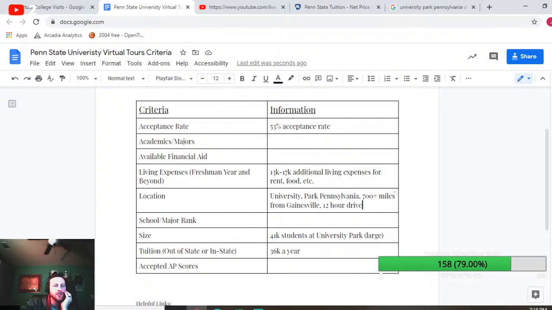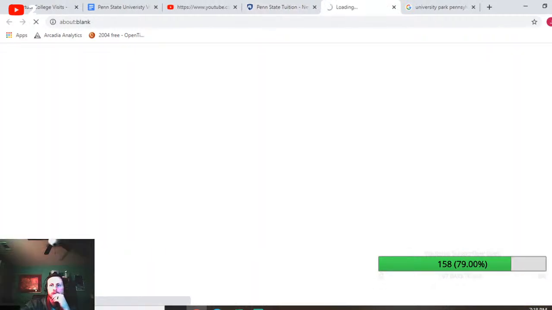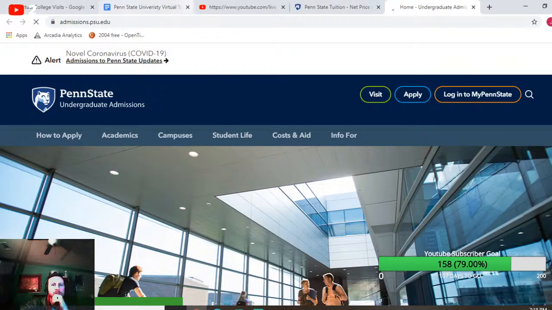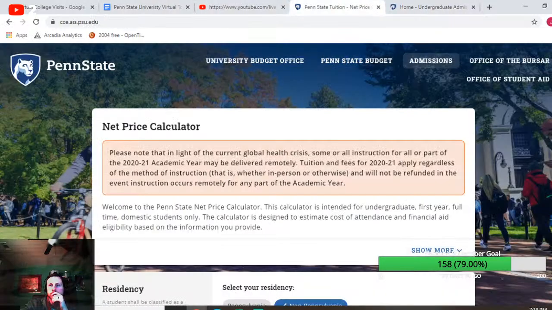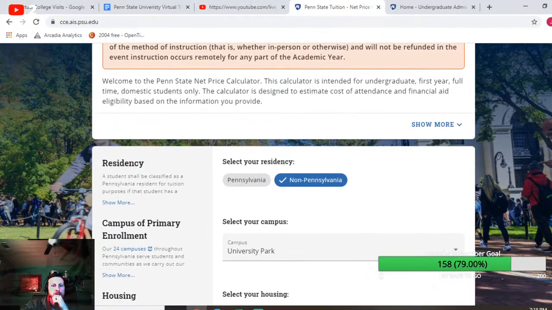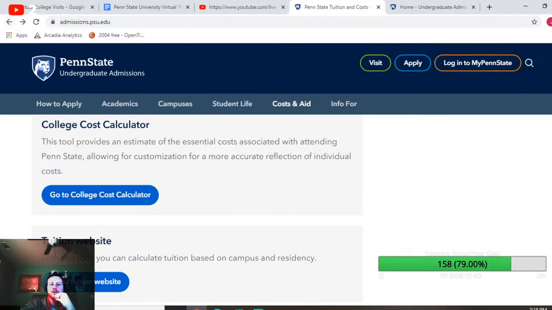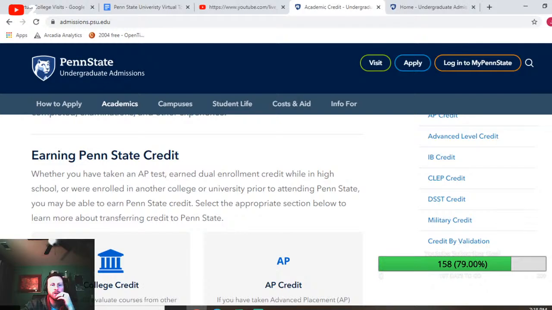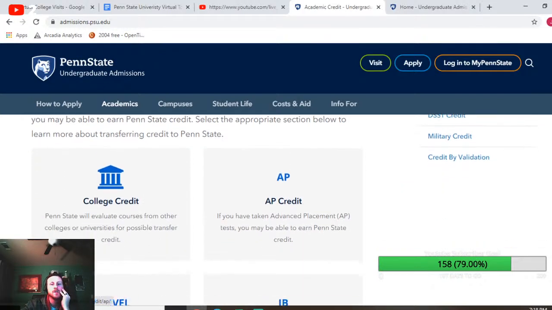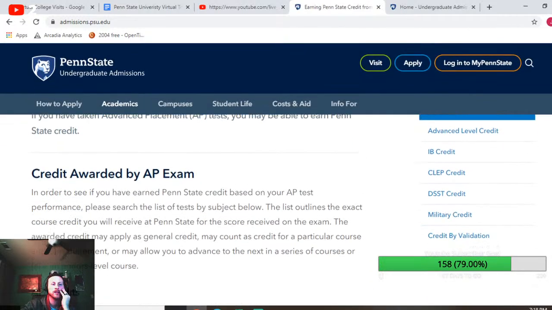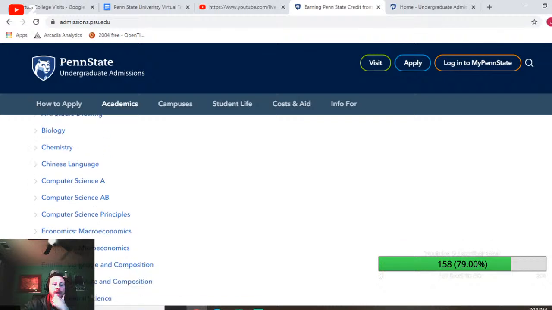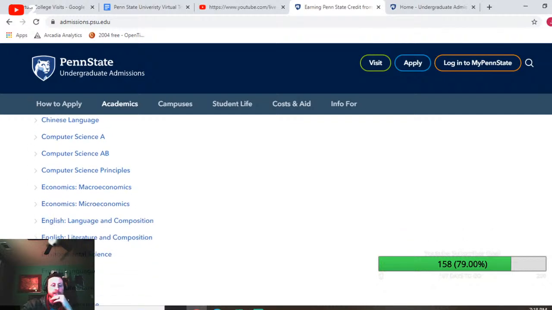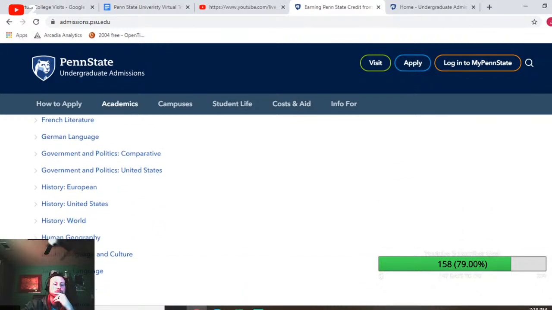So let's try and go into, let's see what their accepted AP scores are. Let's click out of that tab. Okay, I think I want to go back. So academics, academic credit. Okay, so earning Penn State credit, so college credit, so AP credit. This is where I talk about what things will actually count, because some universities accept certain passing scores, and others go at it a different way.